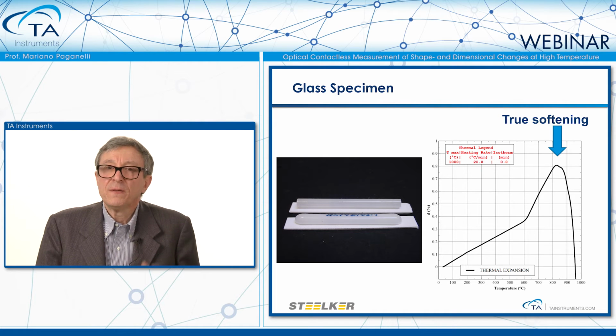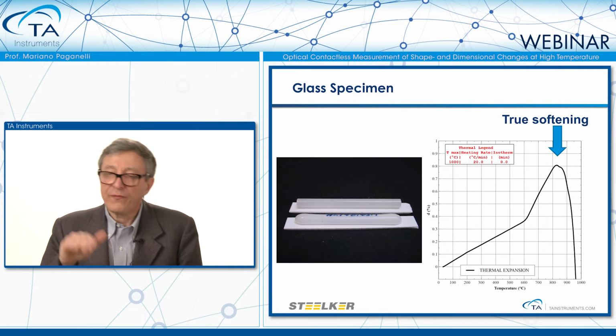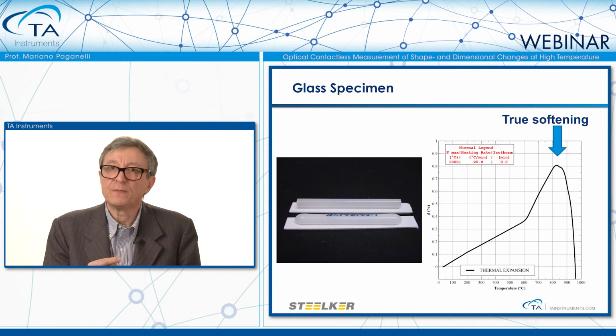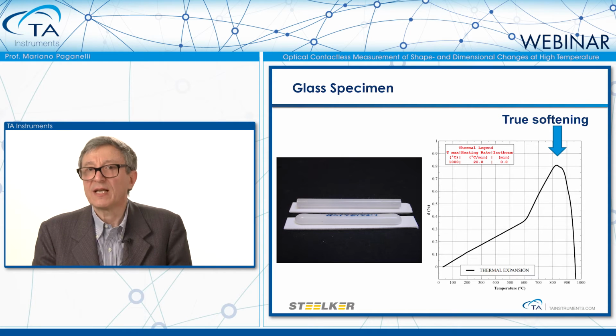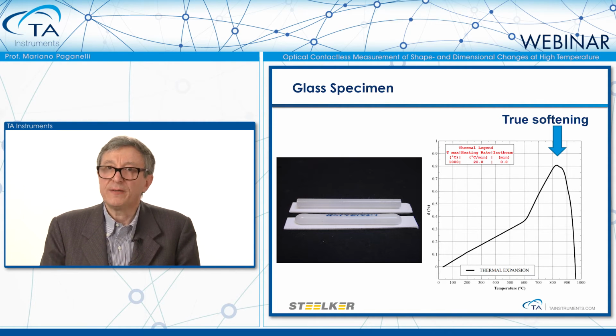relevant difference. In the push rod dilatometer, the curve starts going down because the push rod is pushing. So it is deforming the sample. And this happened maybe 30, 40, 50 degrees above the glass transition. Here we are hundreds of degrees above the glass transition.